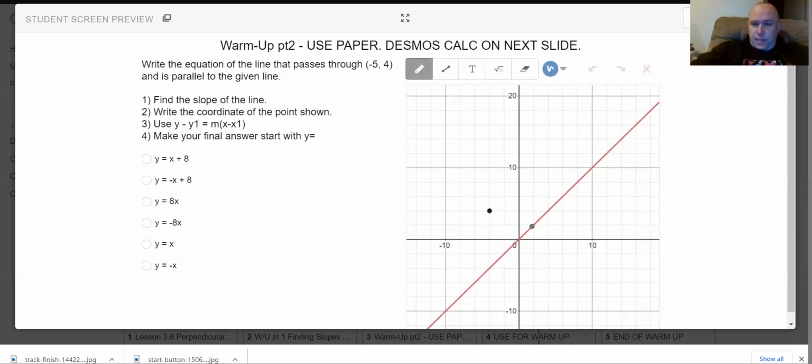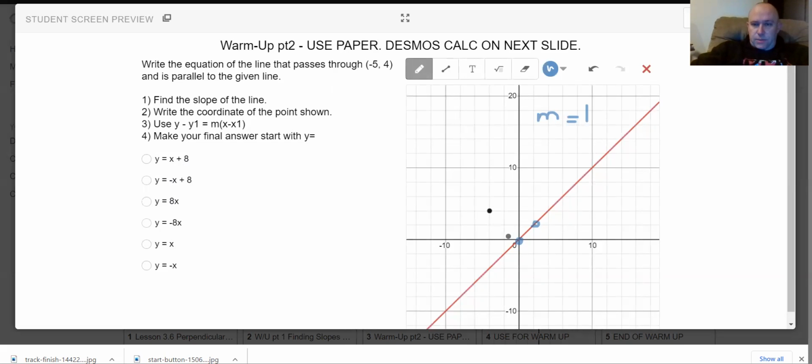So looking at my picture here, I can certainly see this point here and this point here. I can see that I go up one and I go right one. So I know that my slope is 1. And as I'm looking at my answers, I can actually see that some of these don't even have a slope of 1. This is -1. This is 8 and -8. And this is -1. So I'm really kind of sure it's between these two as it is anyway.